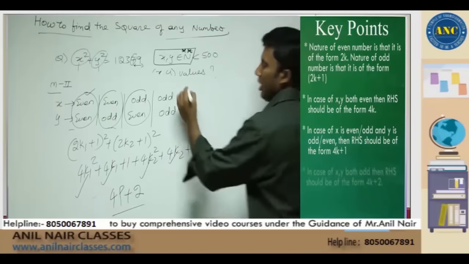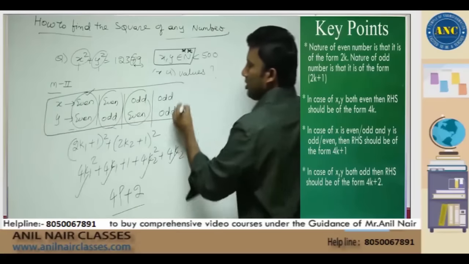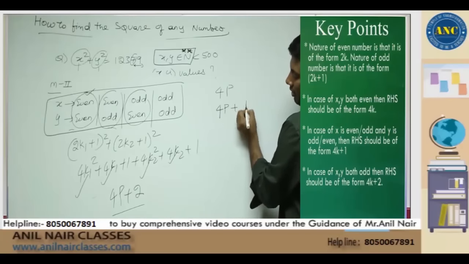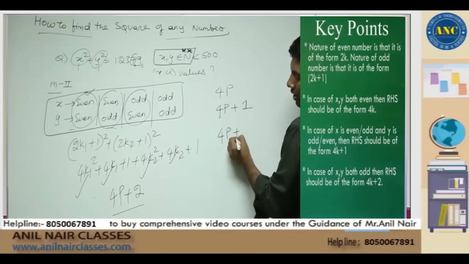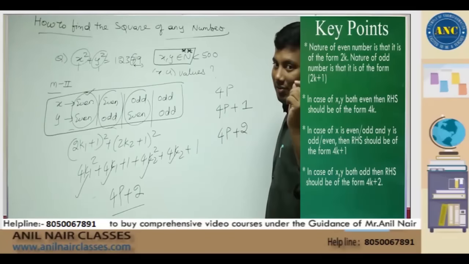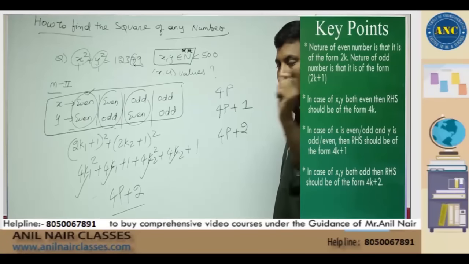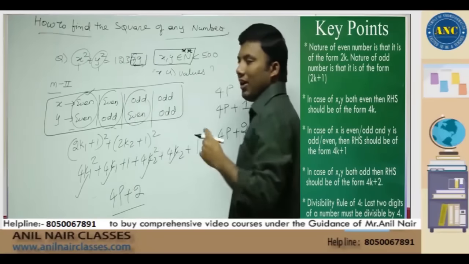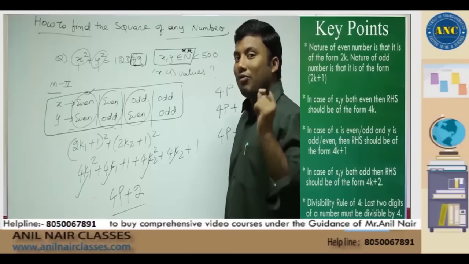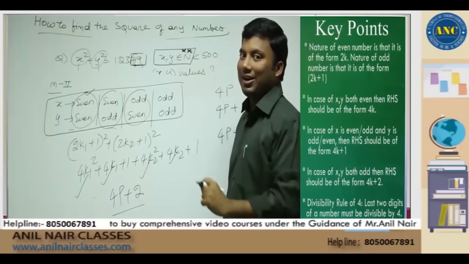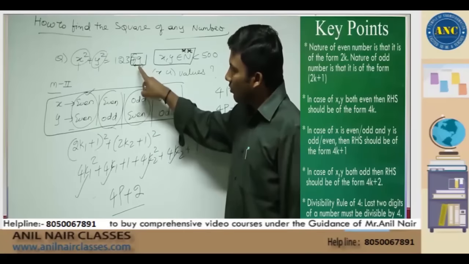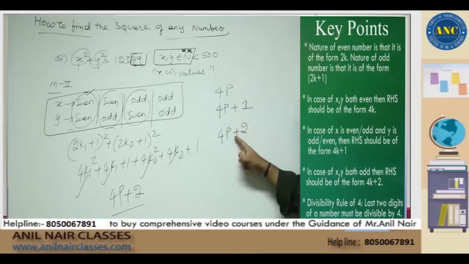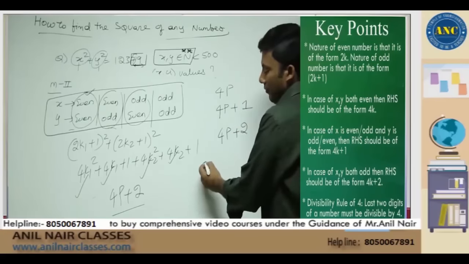That means by using the nature of x and y, what are the logics that I got? The right hand side should be divisible by 4, or should give a remainder 1, or should give a remainder 2. I hope you are all with me. What is the divisibility rule of 4? The last 2 digits should be divisible by 4. What are the last 2 digits here? 79. When you divide 79 by 4, what is the remainder? 4 19s are 76. The remainder is 3. That means in this question, the right hand side is of the form 4p plus 3. Does the 4p plus 3 form come? No. Therefore, the answer is 0.